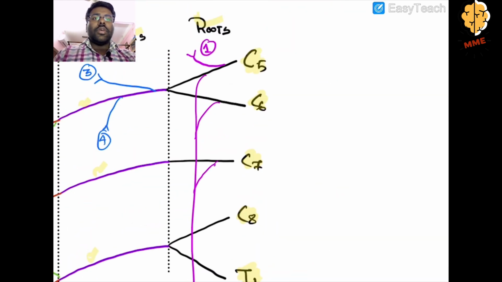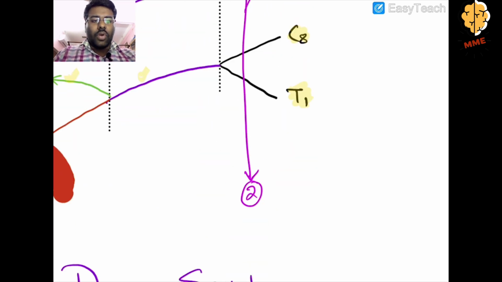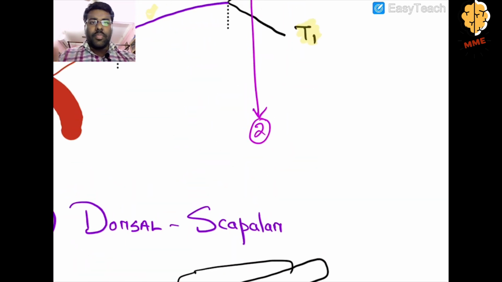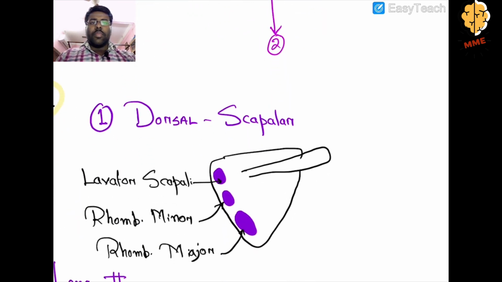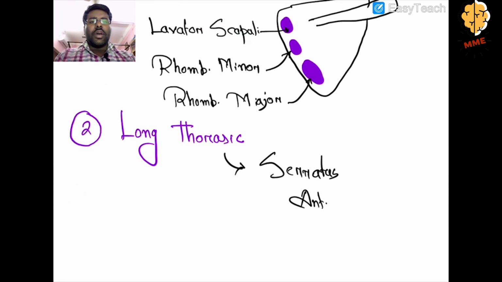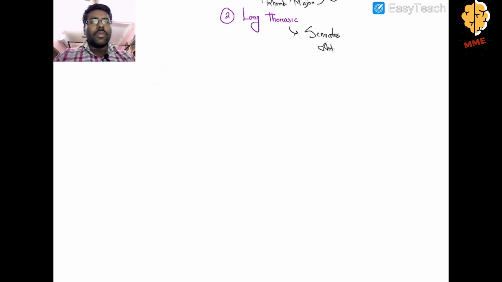Firstly, the one is called the dorsal scapular nerve, which mainly supplies the levator scapulae and rhomboid minor and major, these 3 muscles. Coming to the 2nd, which arises from C5, C6, C7, there is the long thoracic nerve, which gives a branch to the serratus anterior muscle.